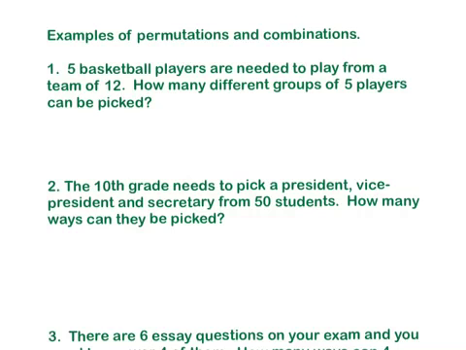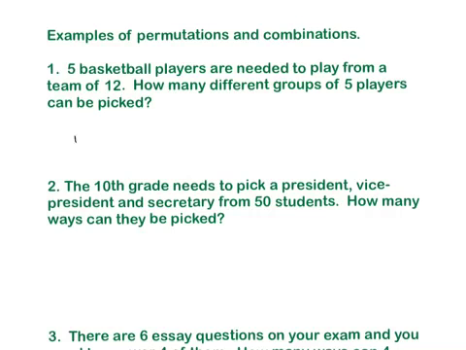The first example I have is that there are 5 basketball players needed to play from a team of 12. How many different groups of 5 players can be picked? So the first thing I want to do is look here and ask, okay, how many different groups of 5 players can be picked? Is the order important or is it not important? Do I have to pick those 5 players in certain spots, or am I just picking a group of 5 players? So because I'm picking the group of 5 players, this is going to be a combination.